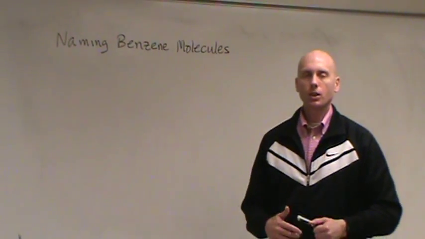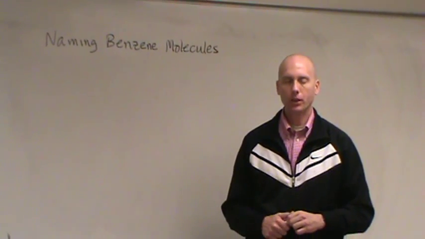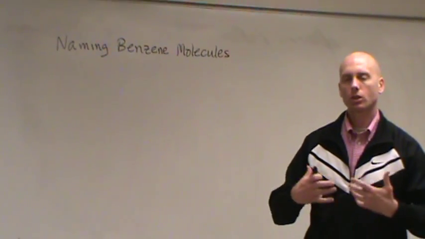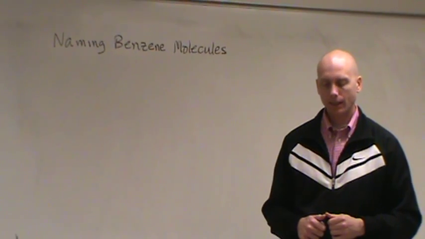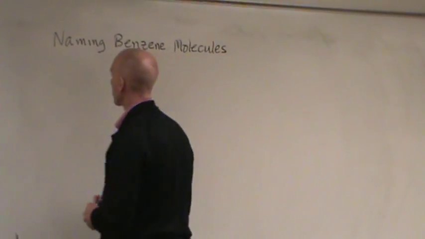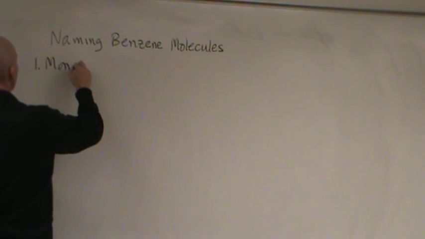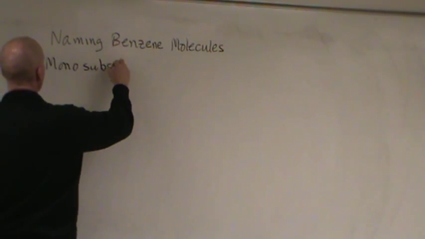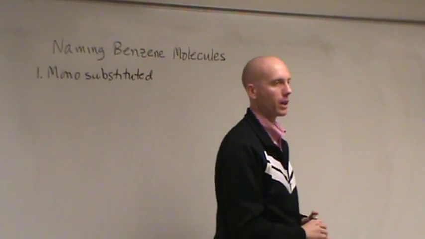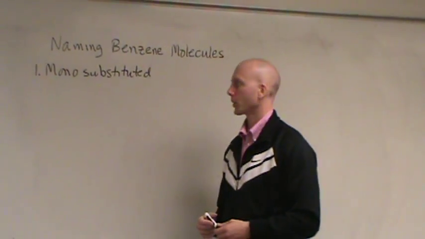Today we're going to look at how to name benzene molecules, or what we call benzene nomenclature. Here we're going to look at benzene as well as groups that we can put on benzene and see how we can name these things. So let's start off with some of the simplest ones. Here we'll call these monosubstituted benzenes, where we have just one group on the benzene molecule.